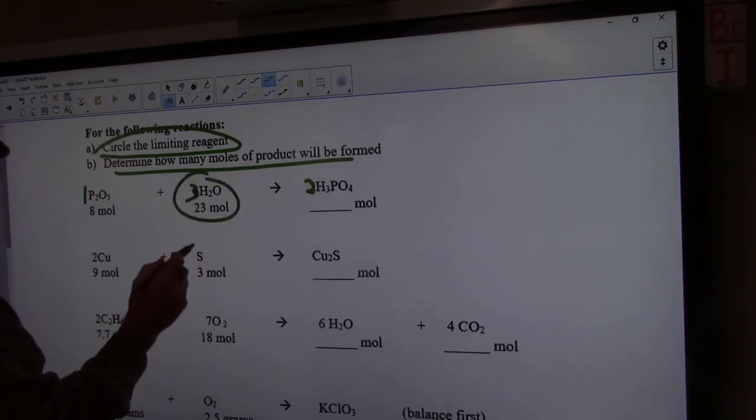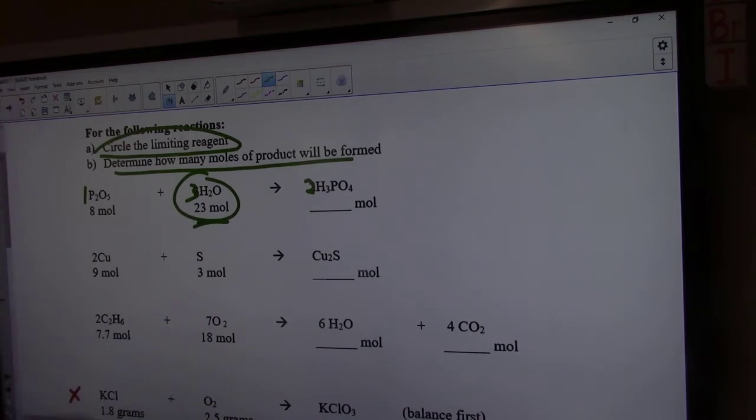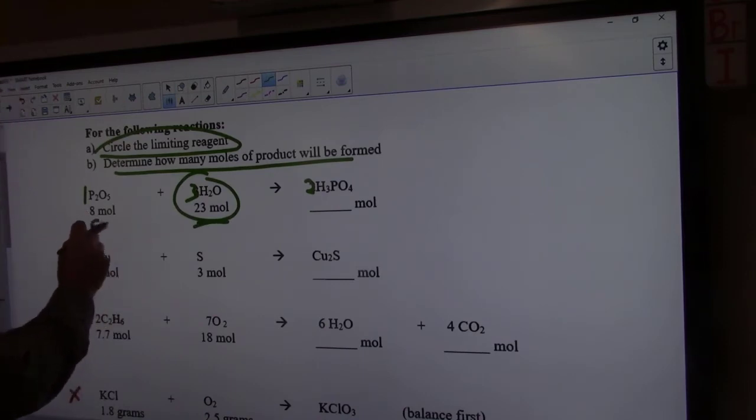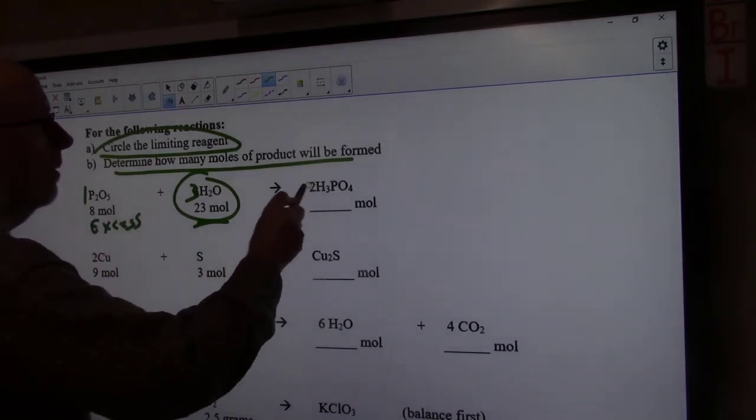This is the limiting reagent, and so it says circle it or underline it, whatever you want to do. So that's my limiting reagent. This is my excess. There will be some extra of this when I'm done. And then it says how much of the product will be formed.